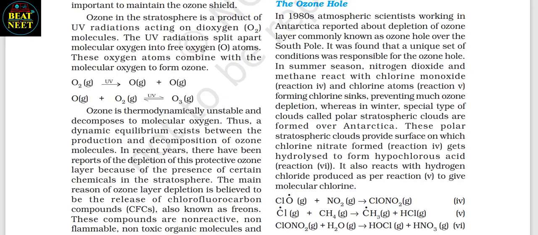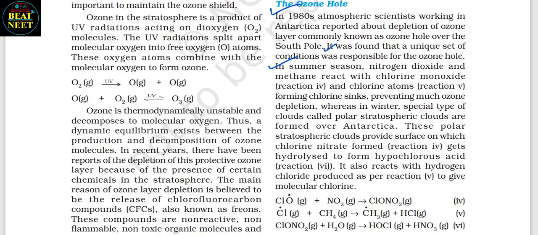The ozone hole. In the 1980s, atmospheric scientists working in Antarctica reported about depletion of the ozone layer, commonly known as the ozone hole, over the South Pole. It was found that a unique set of conditions was responsible for the ozone hole. In summer season, nitrogen dioxide and methane react with chlorine monoxide and chlorine atoms, forming chlorine sinks, preventing much ozone depletion, whereas in winter a special type of clouds called polar stratospheric clouds are formed over Antarctica.